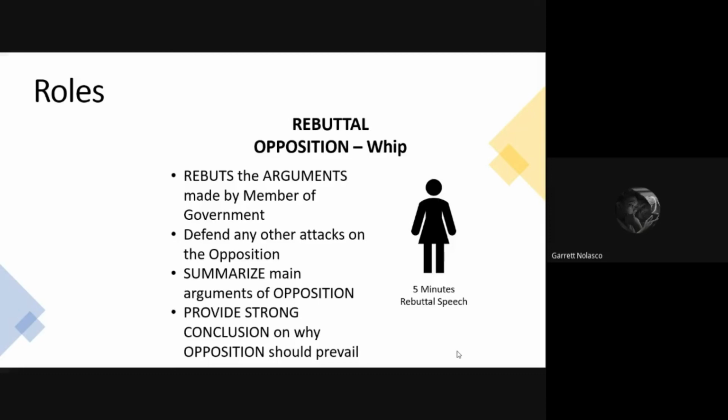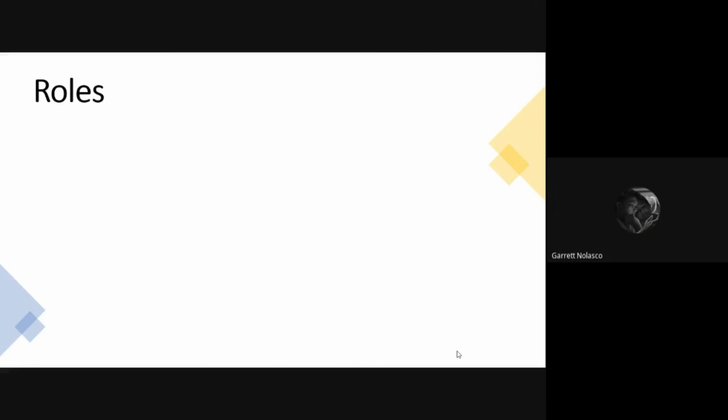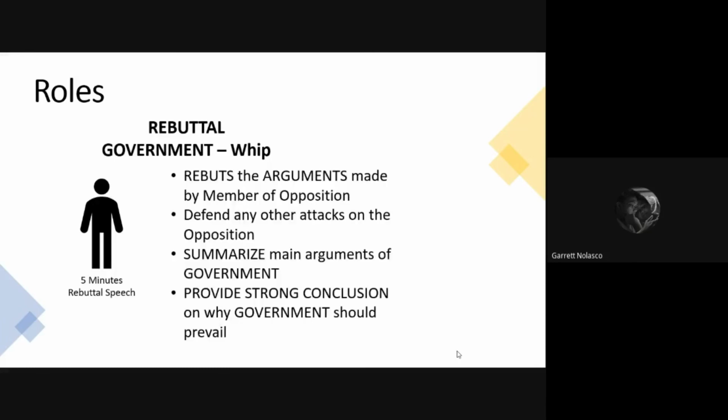Now, if I may just go back, the first speaker to make the rebuttal will be from the opposite side, as we discussed earlier, and then the next one, the last speaker, will be from the government side. So the government side, this is their last pitch to present to the adjudicators and to the audience.